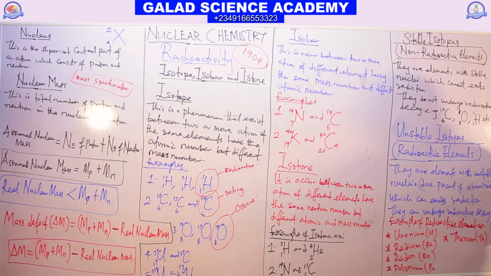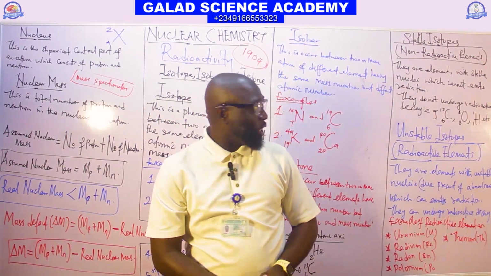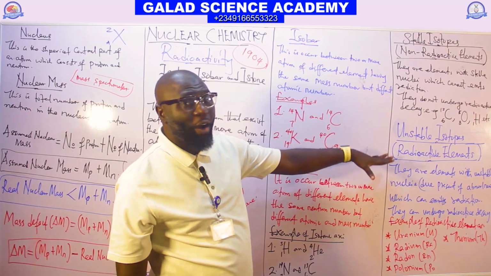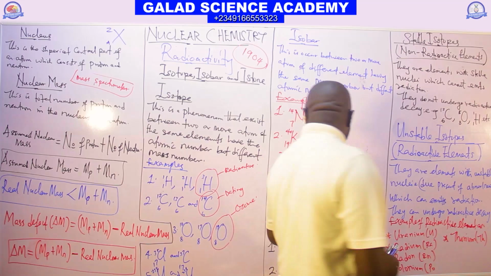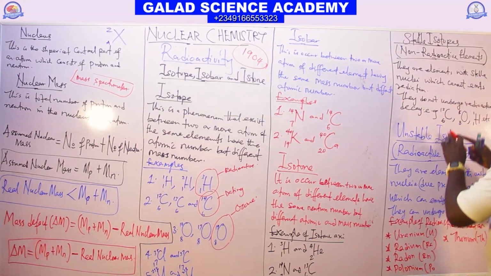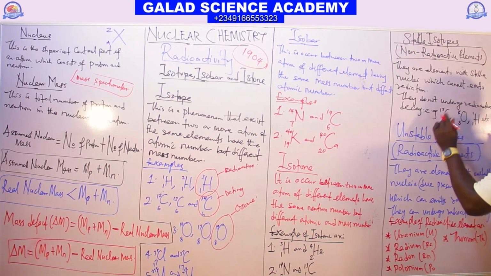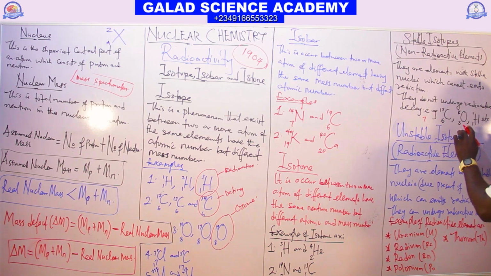These are the elements that have unstable nuclei. What makes them have unstable nuclei? Because they have abnormal neutrons. Take for instance, checking this one, 12 minus 6, the neutron number here is 6. Then 7. 16 minus 8, the neutron number here is 8. 1 minus 1, the neutron number here is 0.